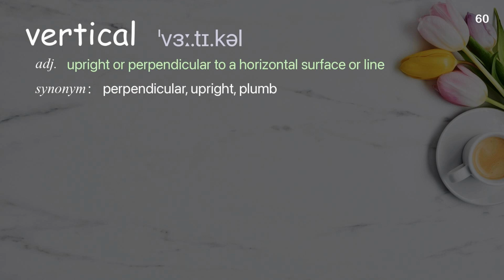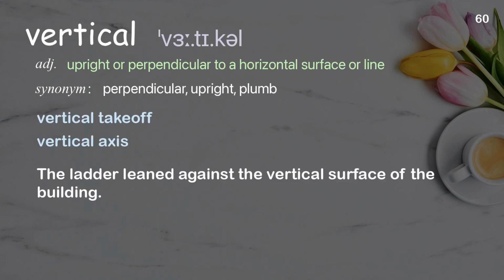Vertical. Upright or perpendicular to a horizontal surface or line. Examples. Vertical takeoff. Vertical axis. The ladder leaned against the vertical surface of the building.